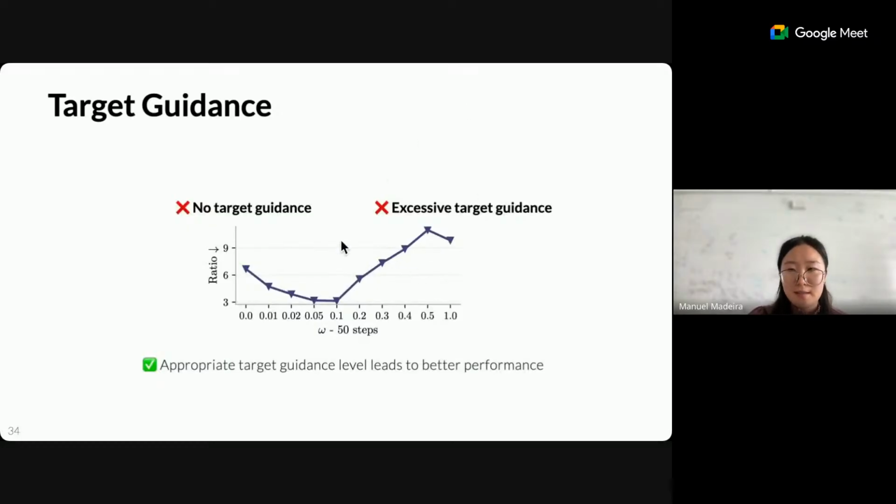This figure also shows that the target guidance will significantly decrease the ratio metric, reflecting better graph generation quality. Similar to stochasticity, there exists a trade-off. If we don't have target guidance at all, the ratio would be high because the denoising process is not effective enough. If we have excessive target guidance, the ratio would also be high because we are distorting the distribution since we break the Kolmogorov consistency. In the end, we have the same conclusion. We have to choose an appropriate target guidance level to have better performance.